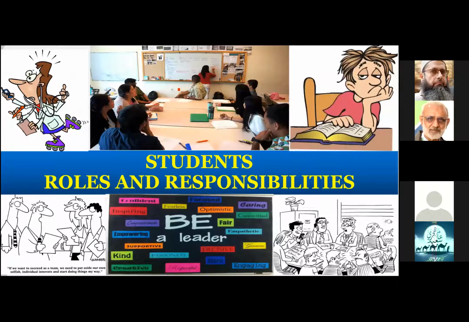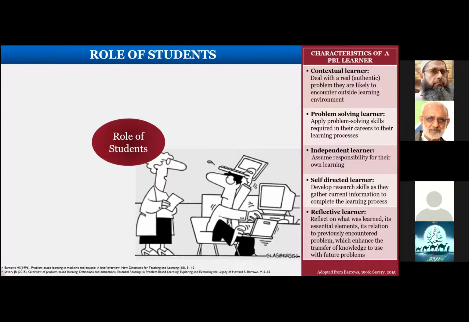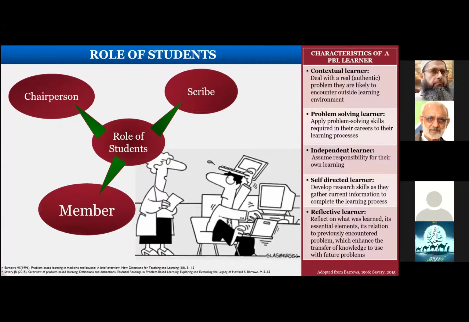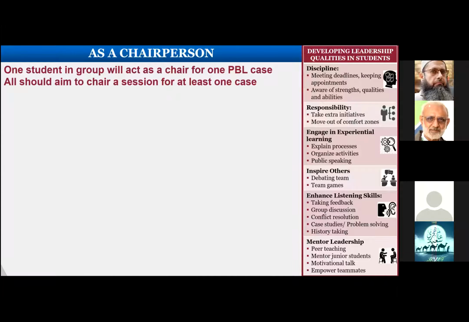What are the students' roles and responsibilities? The role of the student is as a chairperson. The role of the student is as a scribe, and they function as the members. As a chairperson, one student in a group will act as chair for one PBL case. So if the PBL case comprises 3 sessions, for all the 3 sessions, that same person will remain the chairperson.